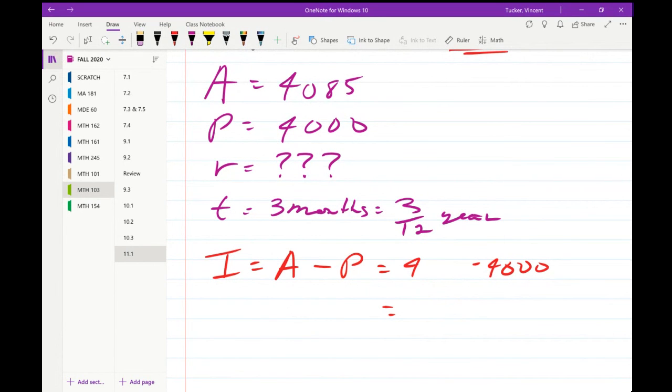4,085. Now I didn't realize until I got here and started calculating that that was a lot of money to be earned in 3 months. So 4,085 minus $4,000 will give you 85. So it was $85 that was earned in 3 months.